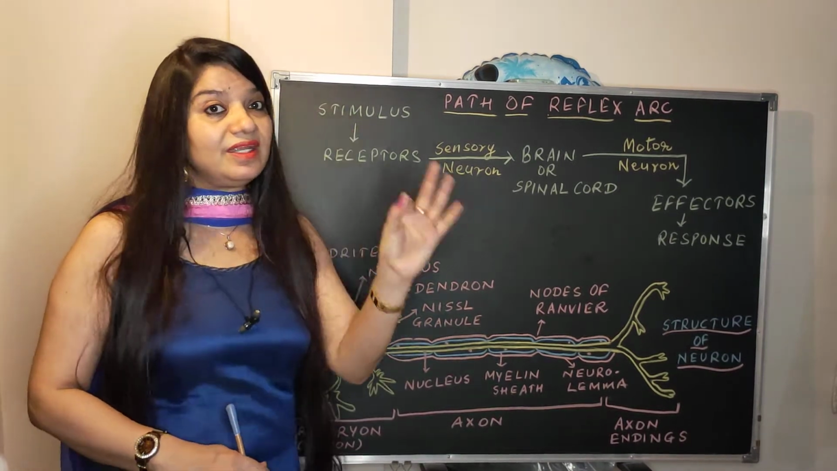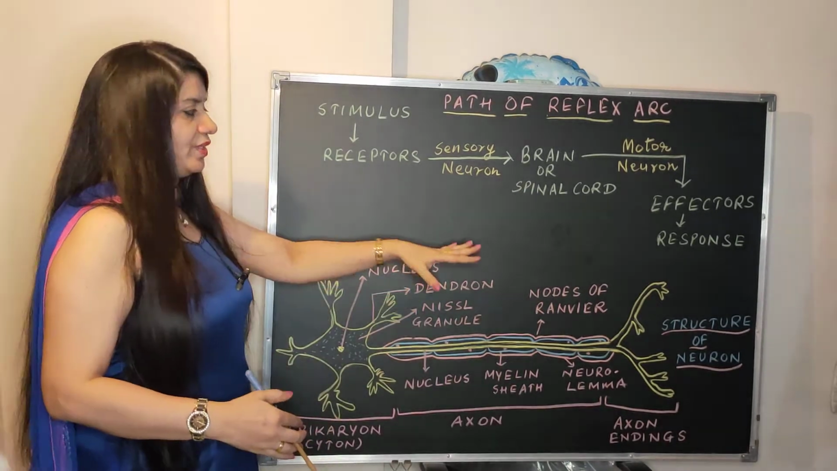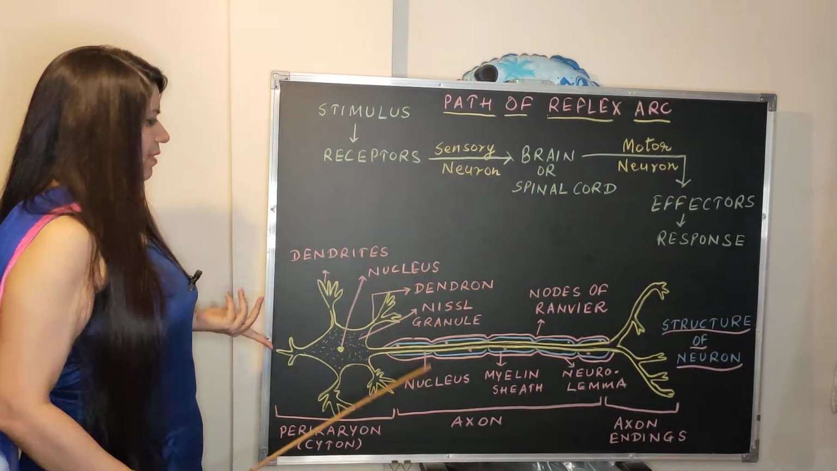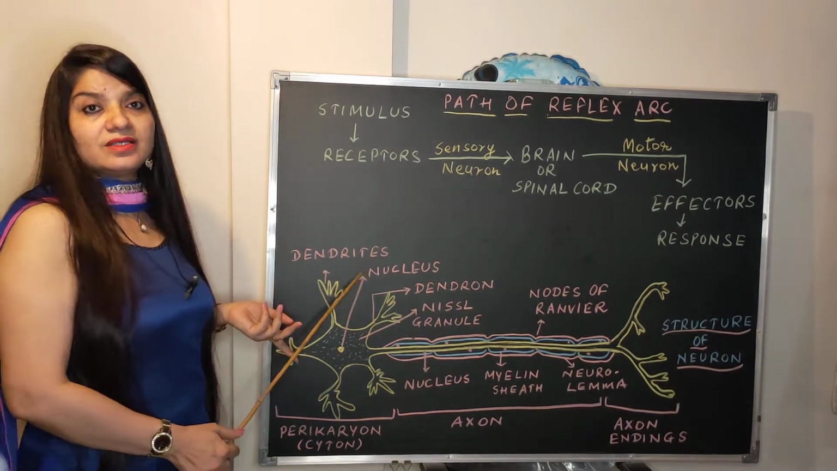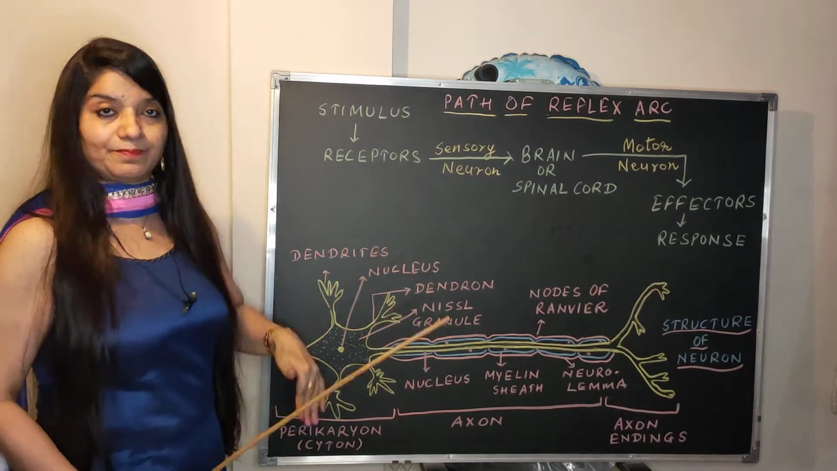So please read it properly, whether they are asking neuron or nephron. One thing, they can ask you to draw the structure of neuron. Second thing, they can ask one marker: who acquires the stimulus? Then you have to write tips of dendrites or dendritic tip.